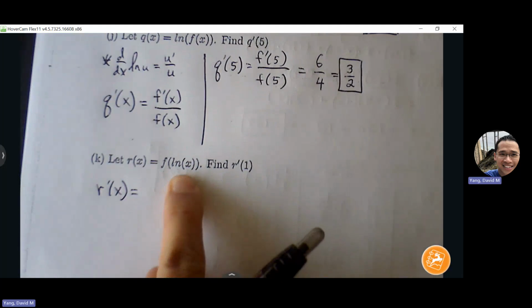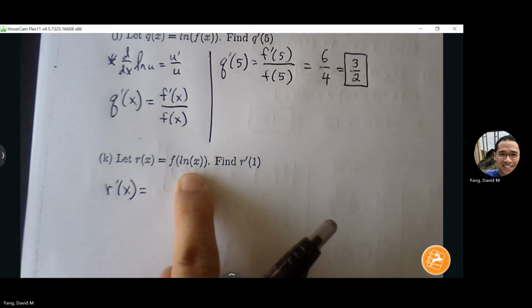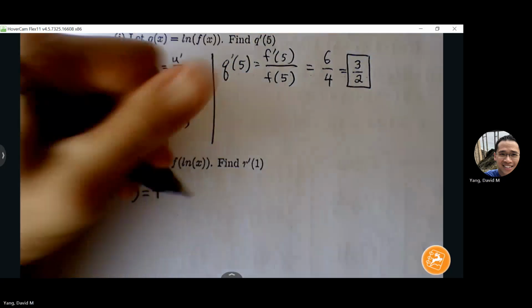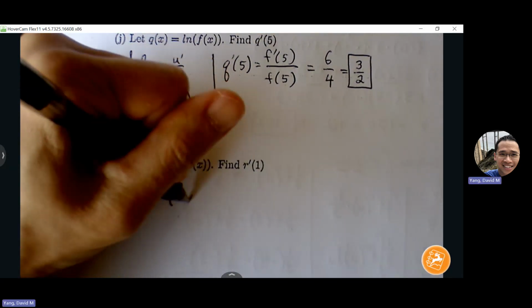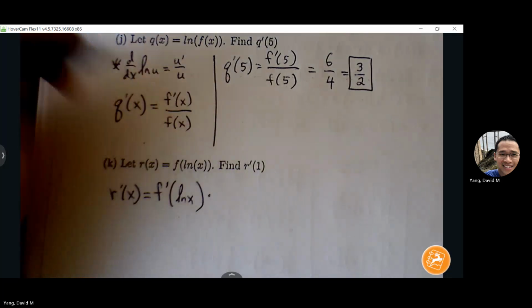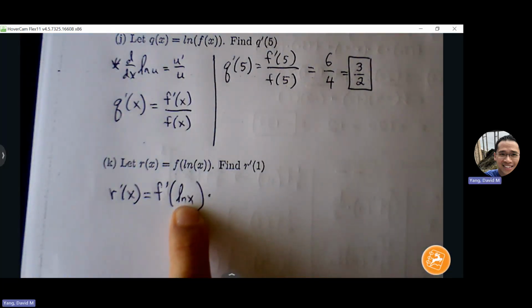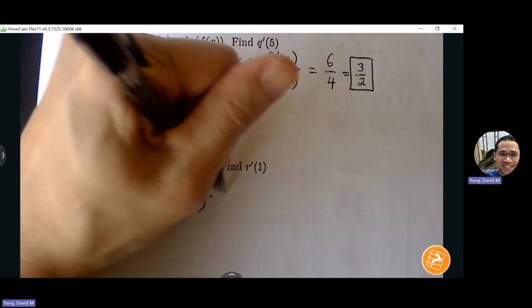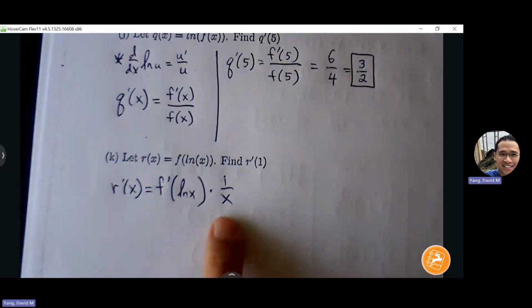What's the outside portion's derivative? F prime of. So we're not going to change anything there, right? And the natural log of x's derivative, what's natural log of x's derivative? 1 over x. That's my inside portion's derivative.